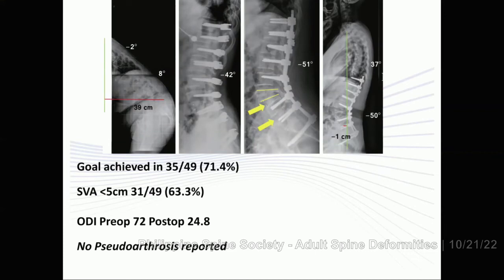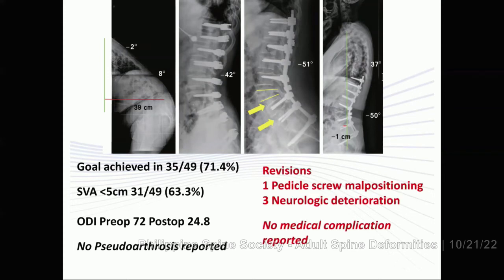The goals were achieved in his series, or spinal balance was achieved in 35 out of the 49 patients, or 71.4%. SVA was brought down to less than 5 cm in 31 of the 49 patients, 63%. And more importantly, the pre-op ODI scores improved significantly at 2 years. There was no pseudoarthrosis reported. However, there were revision surgeries on 4 patients, and he did not report any medical complication in his series.